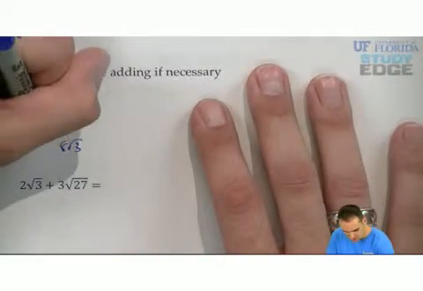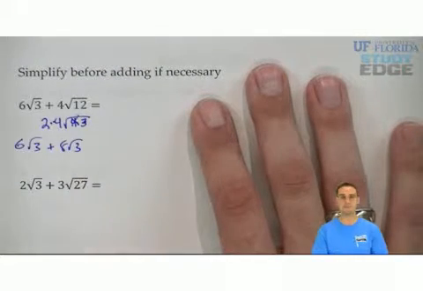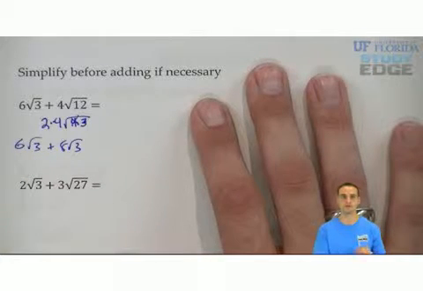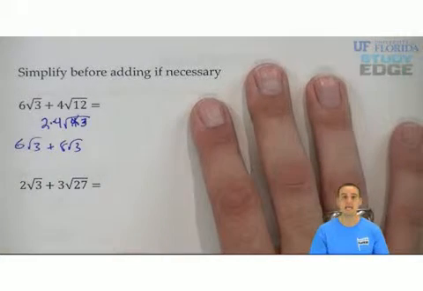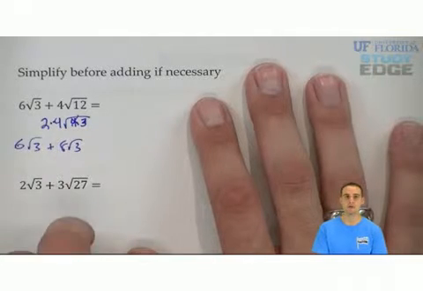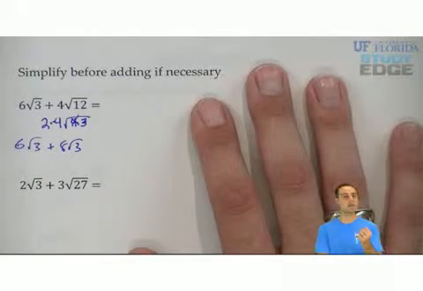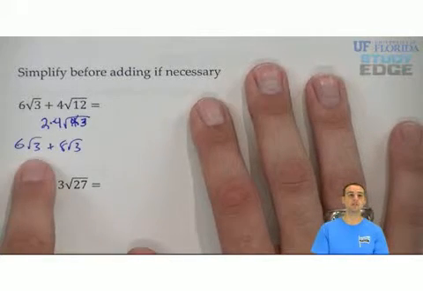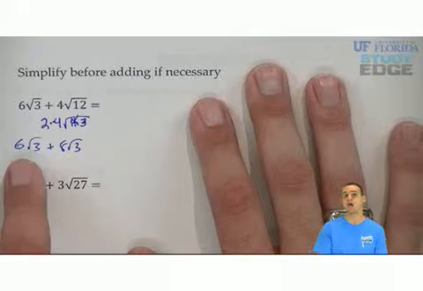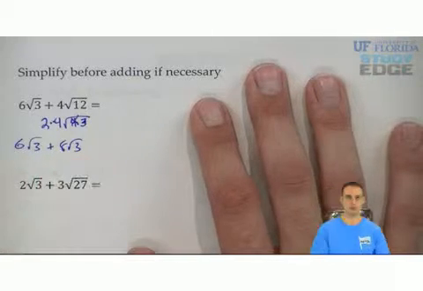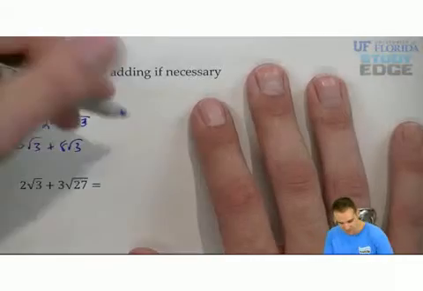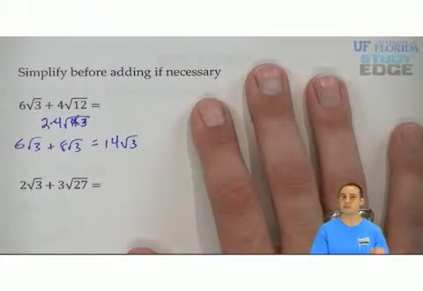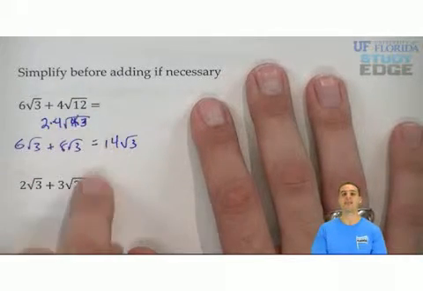So now I have 6 square roots of 3 plus 8 square roots of 3. There's a lot of similar words that are given to these. Square roots, radicals, or they just call them roots sometimes. So be familiar with the different ways they say this. 6 root 3 plus 8 root 3. 6 plus 8 is 14 root 3. That's how you're going to combine them. You have to simplify first and then combine.